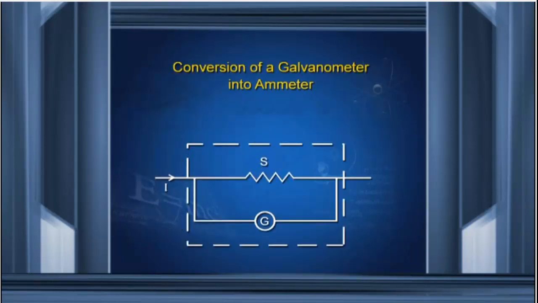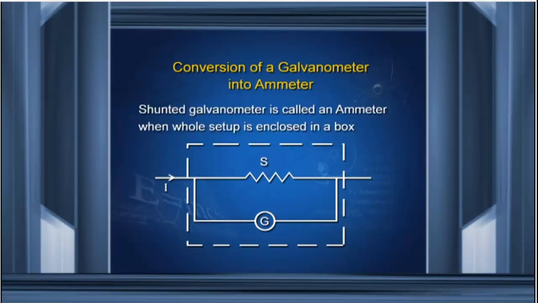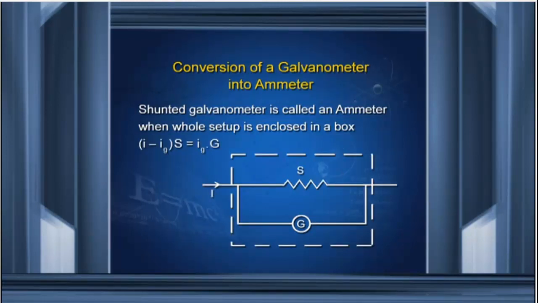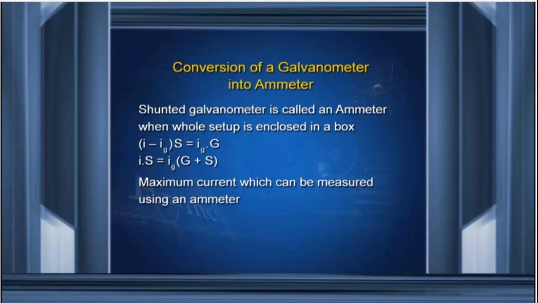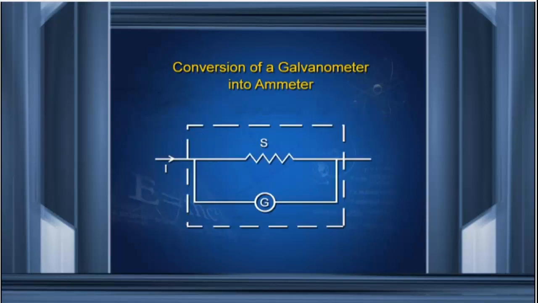Conversion of galvanometer into ammeter. We know a shunted galvanometer is called an ammeter when the whole setup is enclosed in a box as shown in the diagram. As (I minus Ig) into S is equal to Ig into G, so I into S will be equal to Ig into (G plus S). So the maximum current which can be measured using an ammeter, I, will be equal to Ig into (G plus S) divided by S. Knowing the values of S and Ig, we can calculate the value of current I.